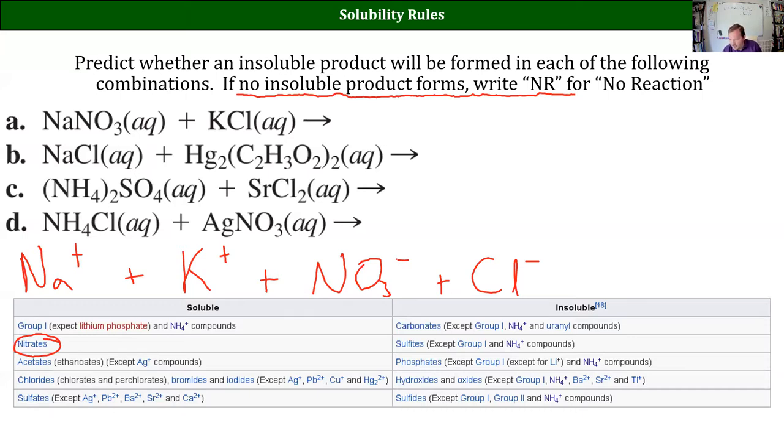So the other possible combinations are with the chloride. Again, we look down here, we find chlorides. It's in the soluble column. Chlorides are soluble except for silver ions, lead two ions, copper one ions, or mercury one ions. We don't have any of those, right? So the fact that chlorides are soluble with these exceptions, we don't have any of those. Therefore, we don't have any way we can combine these four ions in a way that makes an insoluble compound. So nothing happens. When we mix these together, nothing turns into a solid. Nothing precipitates out.